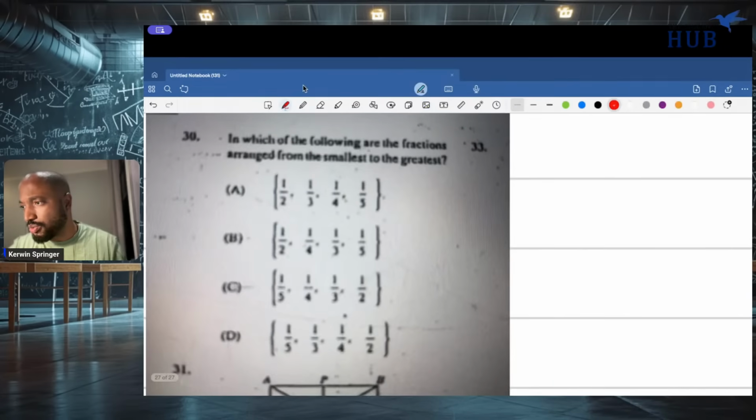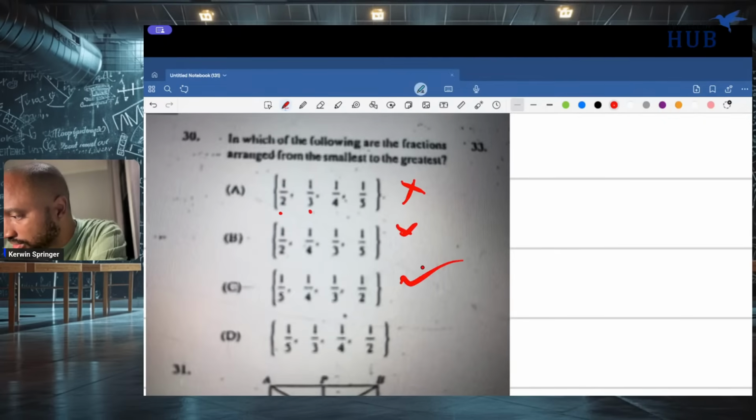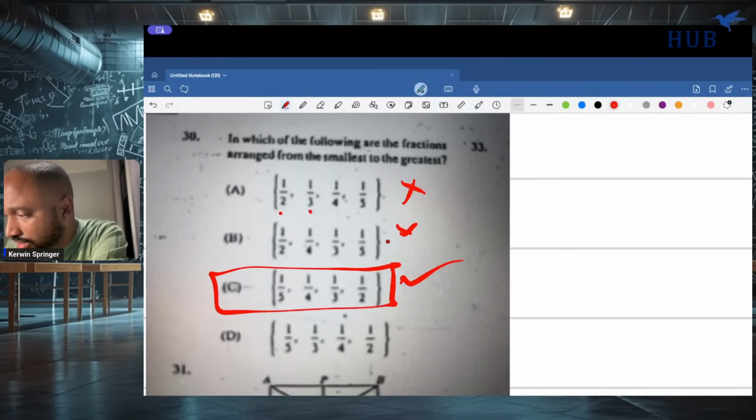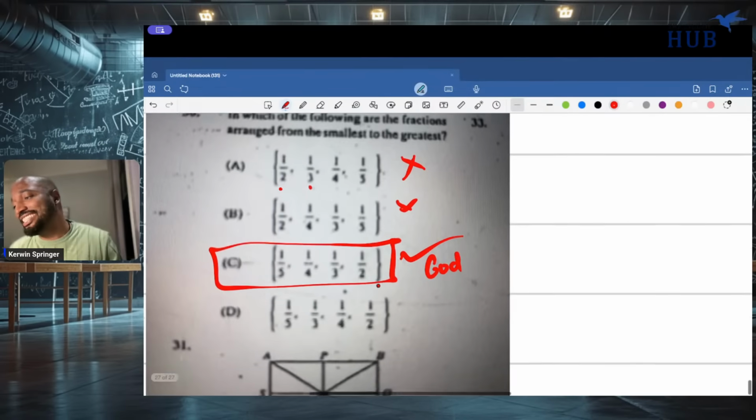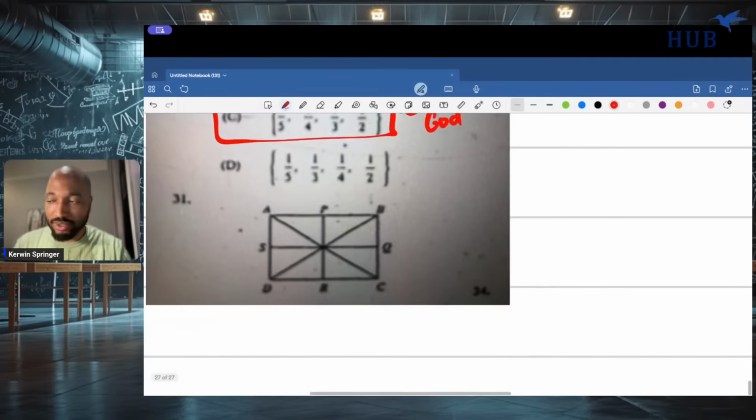In which of the following are the fractions arranged from the smallest to the greatest? 1/3 is not bigger than a half. Wrong. Smallest to the greatest. Right. Then you can put God out in the front here, because God is the greatest. All right, next one. So the answer was C there.